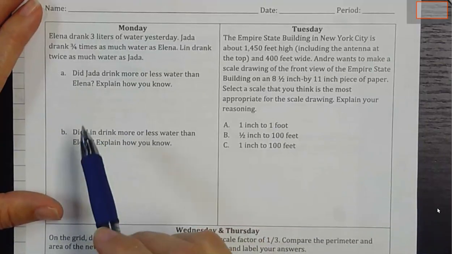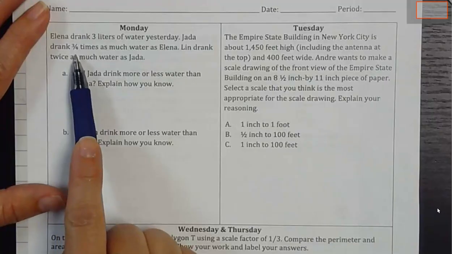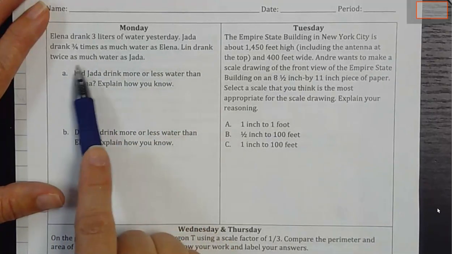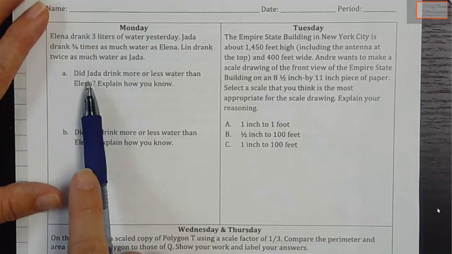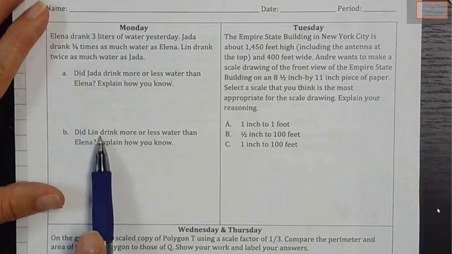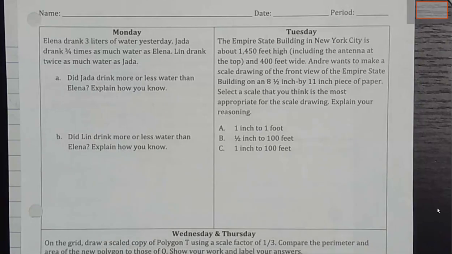Elena drank 3 liters of water yesterday, and Jada drank 3/4 times as much water as Elena. Lynn drank twice as much water as Jada. Did Jada drink more or less water than Elena? Explain how you know. Did Lynn drink more or less water than Elena? Explain how you know. Okay, let's dive into this.